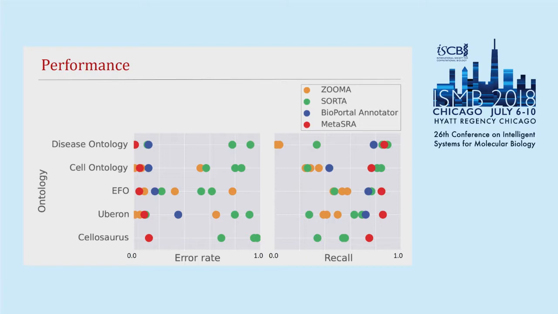So the further left you are on the left graph, the better, and the further right you are on the right graph, the better. The red dot is the MetaSRA, and we really sought to minimize error rate while maintaining competitive recall. So we really wanted to restrict the number of wrong terms that we label each sample with. And you can see we maintain this low error rate while competing with the best performing methods in recall.